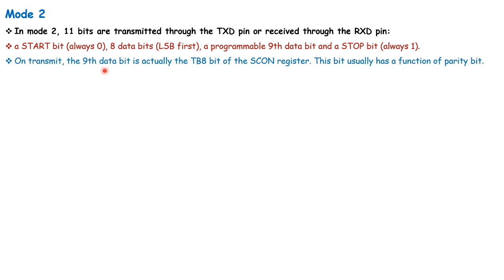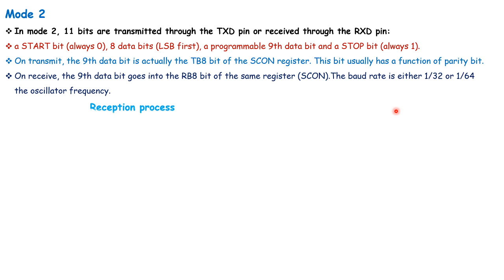On transmit, the 9th data bit is in the TB8 bit of the SCON register, and this bit usually has the function of parity. On receive, the 9th bit goes into the RB8 bit of the same register, SCON. The baud rate is either 1/32 or 1/64 of the oscillator frequency.